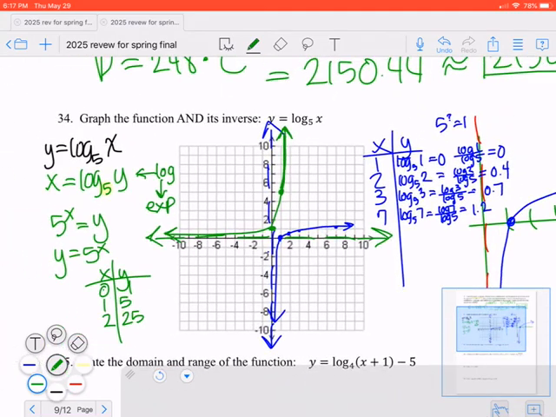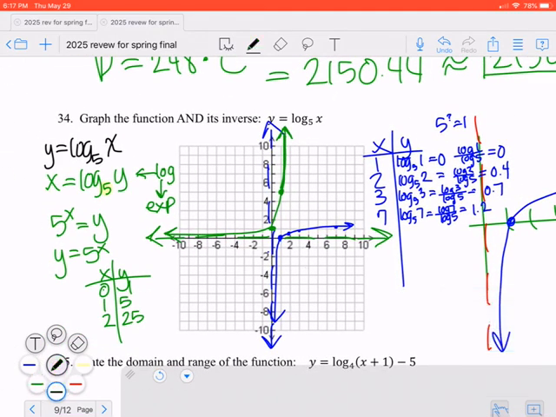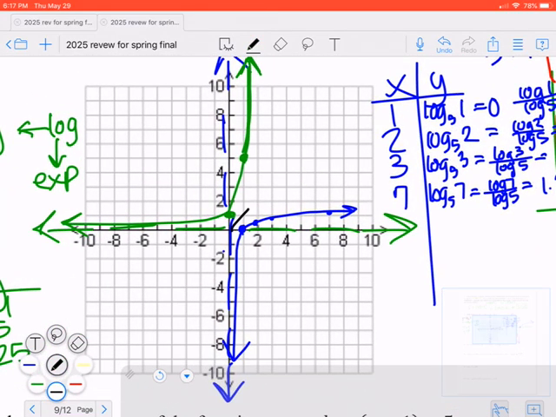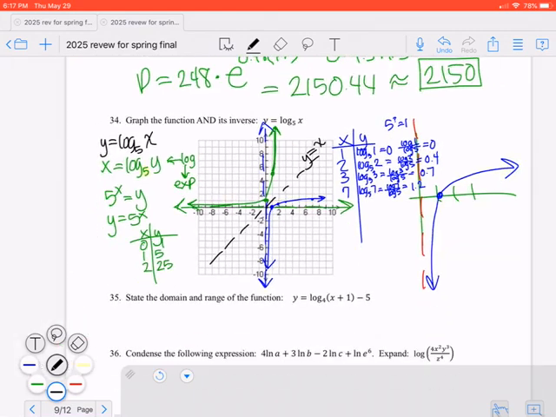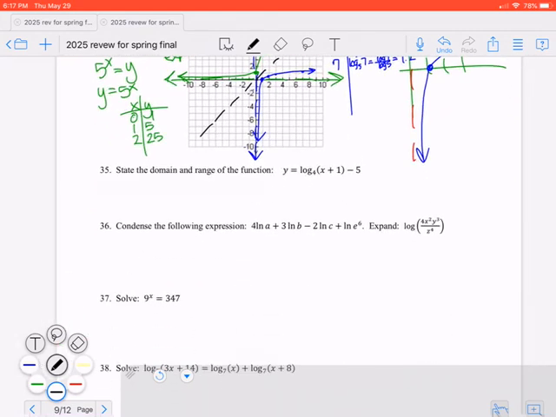And see how they're mirror images about the y equals x line? Y equals x. And you can see they are mirror images of each other. So there you go. State the domain and the range of this function.